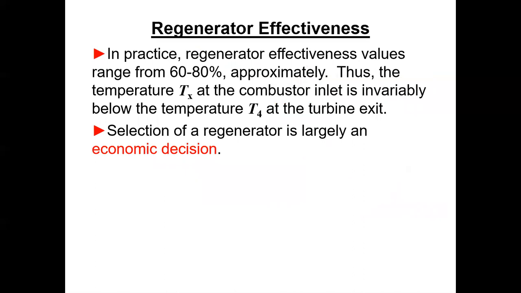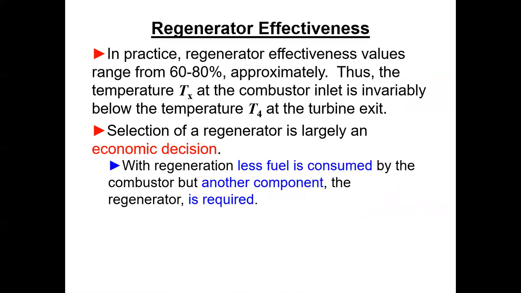So he says here, in practice, 60 to 80% approximately is what we get. It's an economic decision. So Tx has to be below T4, which is at the turbine exit. Okay. So the decision is, you know, you buy a bigger regenerator, you save more fuel, but it costs you more on the front end. So that's an economic evaluation. And engineers, when you get out there in the real world, that's the kind of study that engineers do a lot of.